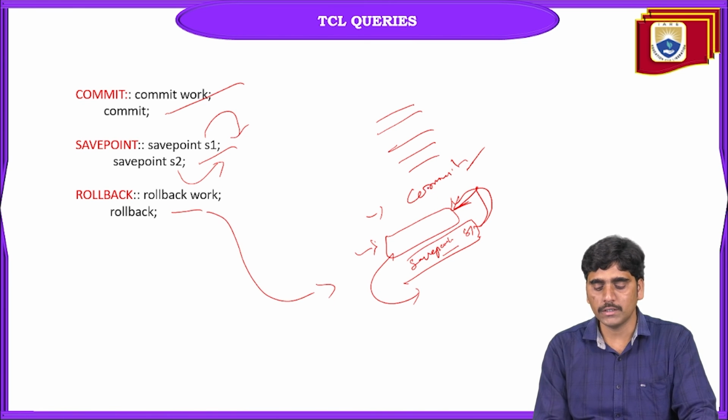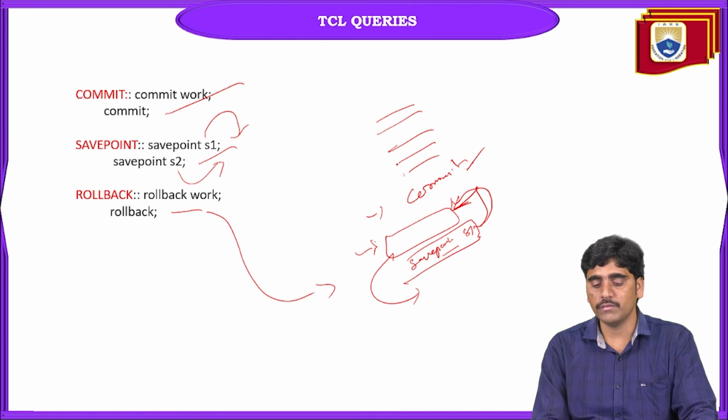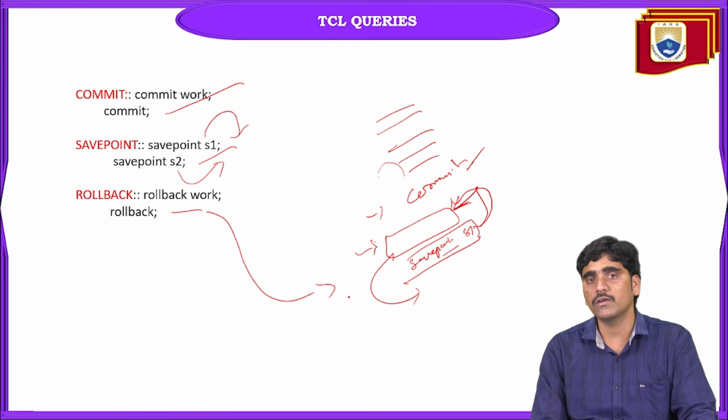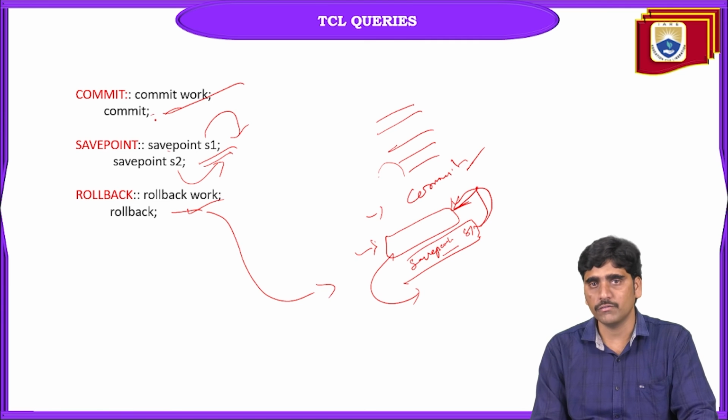Whatever the committed values are will be committed. So if I want to roll them back, the previous values that existed before committing will be rolled back again. So these are the three syntaxes: commit, savepoint and rollback. So rollback work, savepoint name, commit work.